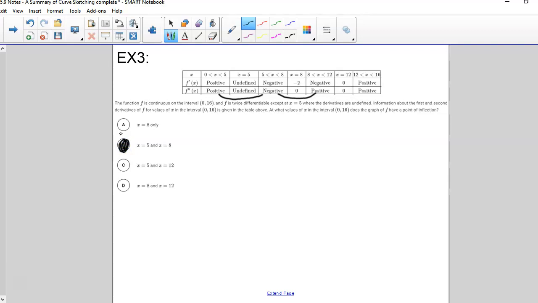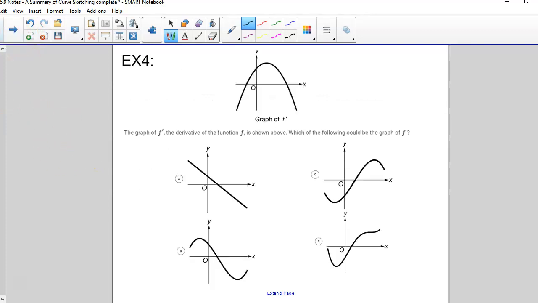Everything they give you about the first derivative, you don't even have to know. It's just there as a distractor to try to make you think something else. Okay? All right, questions on that one?